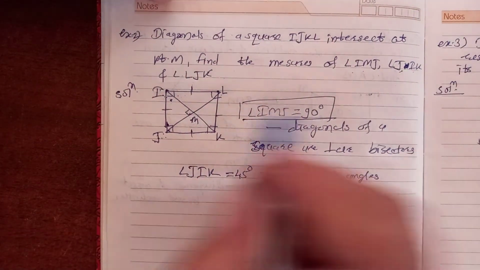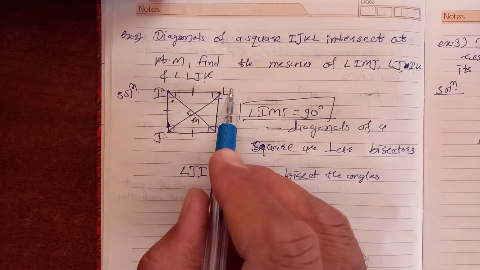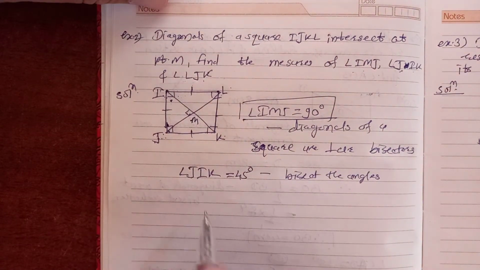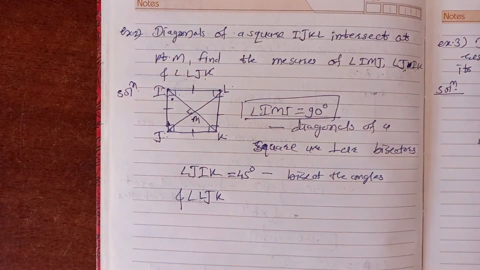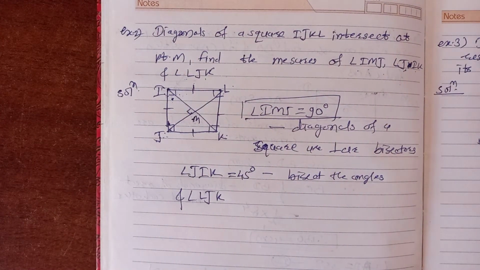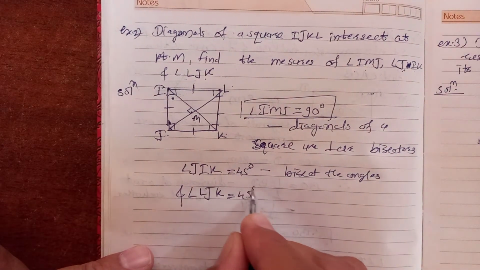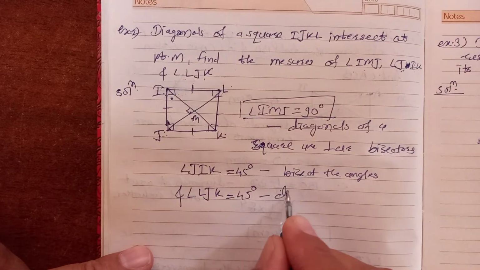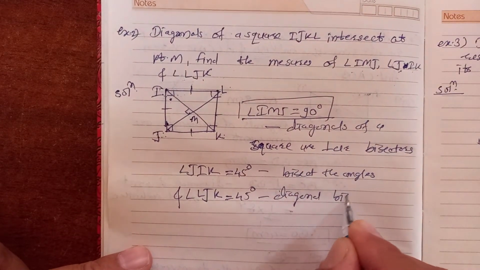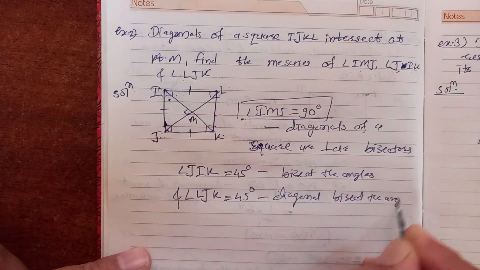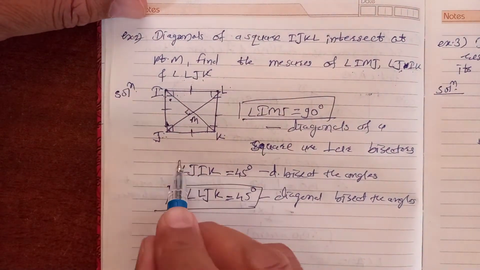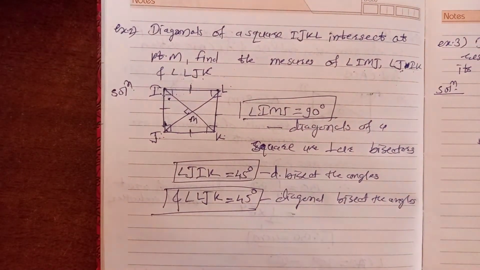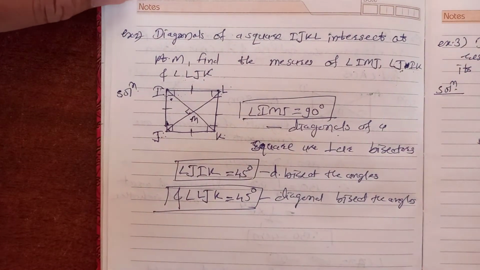Okay. Now last one, LJK. Angle LJK also, what is it? It is also 45 or not? It is also 45 degree. Reason same. Diagonals bisect the angles. Same here also, diagonal bisects the angle. So these three answers here are very simple. Directly answers we have written here, but every place here you have to write the reason.